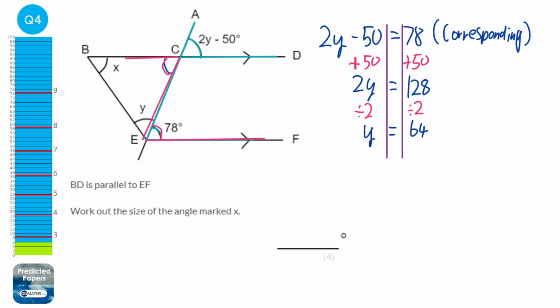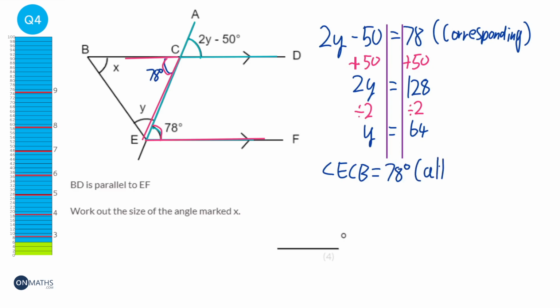are going to be alternate. So I can write that down here. So angle ECB is equal to 78 degrees. So this will be 78 degrees. And the reason for that is alternate angles.